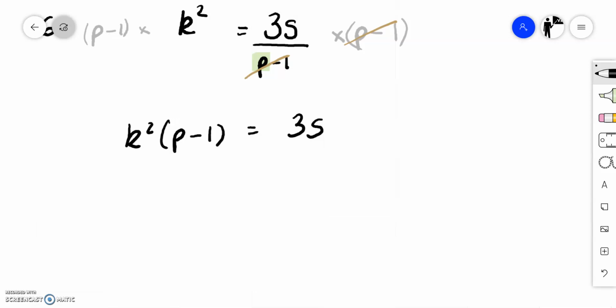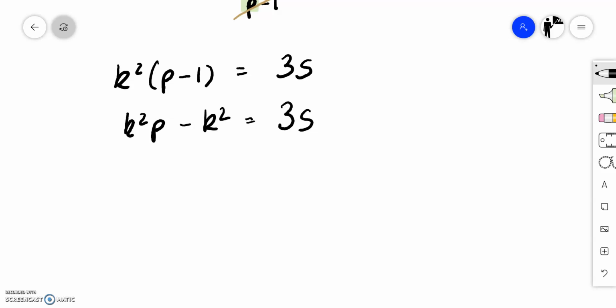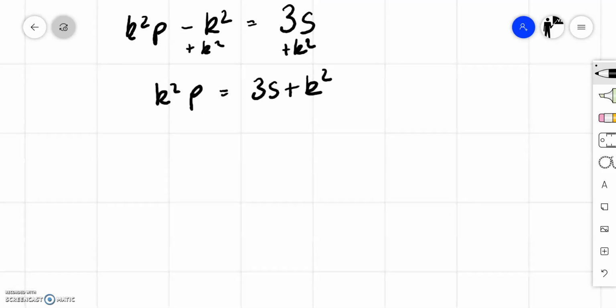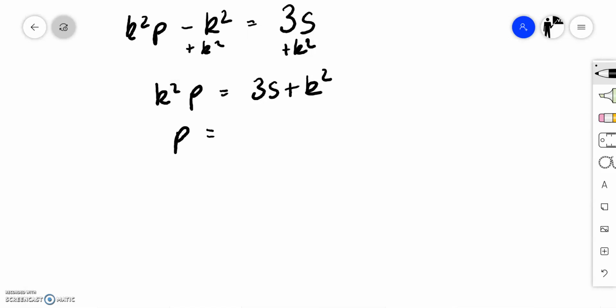So obviously the goal is to make p the subject of the formula. It's now not part of the denominator, which is good. So I can multiply out this bracket: k squared p minus k squared equals 3s. And now from here we can go ahead and make p the subject of the formula, because what's happened to it? It was multiplied by k squared, and then we subtracted k squared. So we're going to add k squared to both sides. So I've got k squared p is equal to 3s plus k squared. And then we'll divide both sides by k squared. That's going to be p equals 3s plus k squared over k squared.